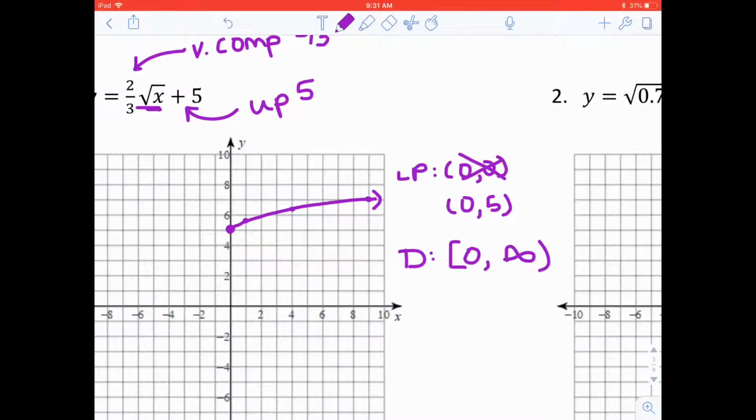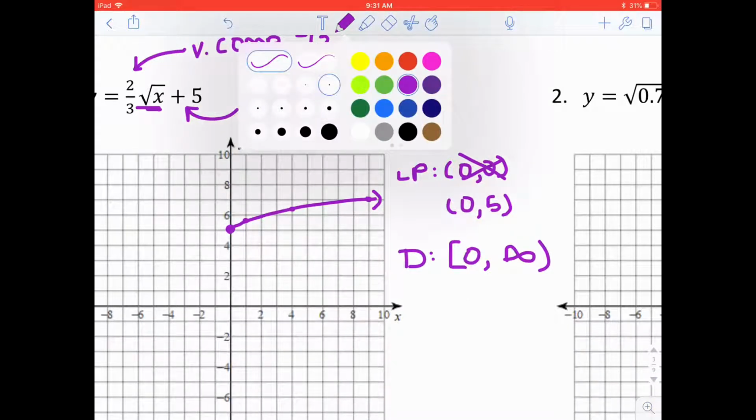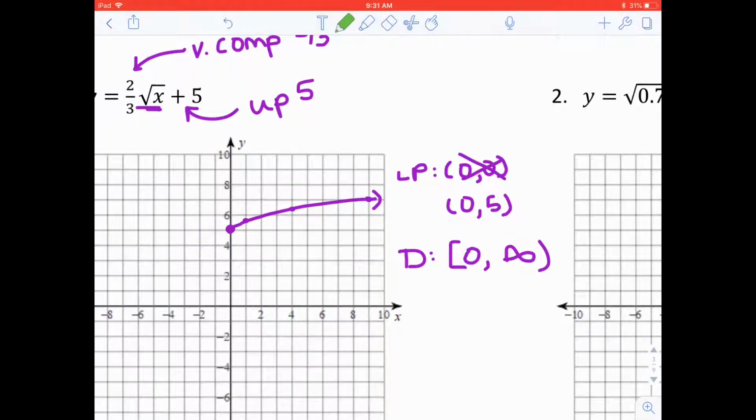All right. The range is going to be, again, those y values that show up as a result of the x values that you were able to plug in. And for the range, we'll notice that the bottom of the picture is this part right here. And then it goes up rather slowly, but it does go up forever. It's got an arrow, so it goes up forever, just very, very slowly. So for us, we're going to say the range is the lowest y value, which is 5, and then it goes up forever, so that would be infinity.